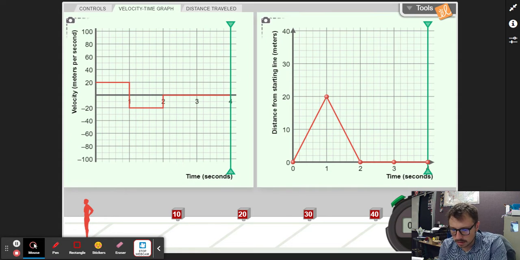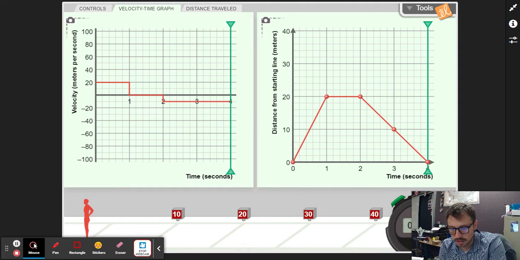Runner 1, okay, so from time 1 second to 2 seconds, runner 1 remains at rest. So the velocity is going to be 0. Great. Okay, and then let's see here. From time 2 to 4 seconds, runner 1 has a velocity of negative 10 meters per second. So I can do that, right? So now I know the velocity.